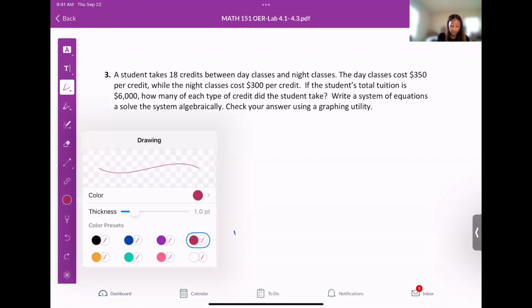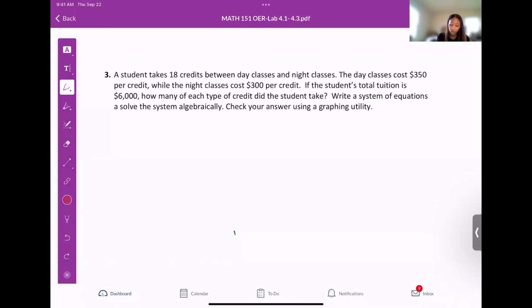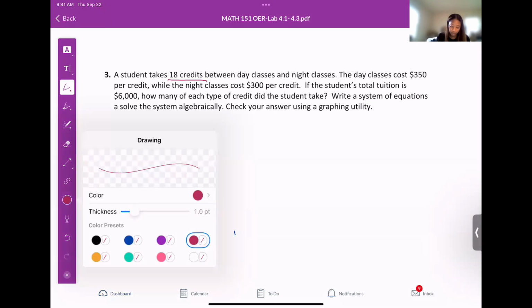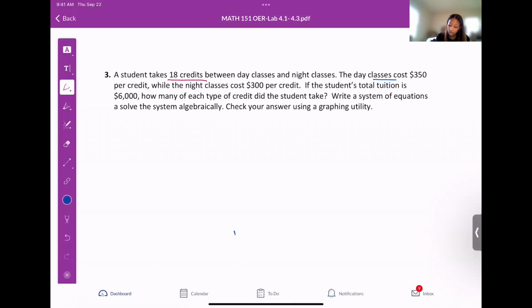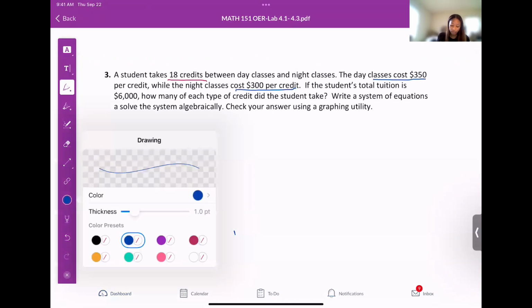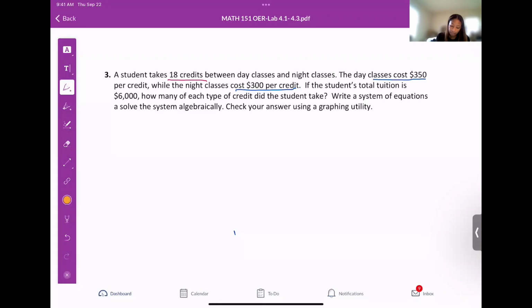All right, 2 bits of information that we're given. We're given the total number of credits that the student takes. And we're also given the cost of the day classes versus the night classes. And then when you have a word problem like this, we always want to go to the question. What is the question? How many of each type of credit did the student take? So we have to figure out what our unknowns are here. Here we have 2 unknowns.